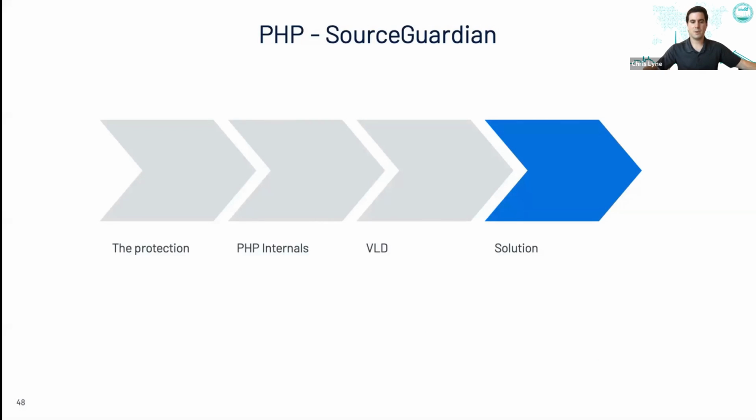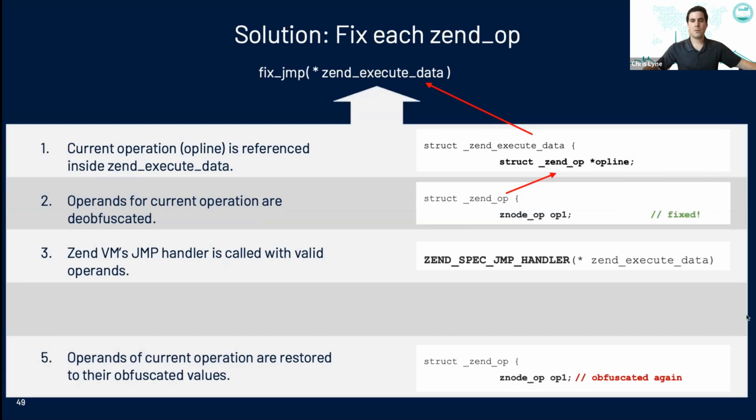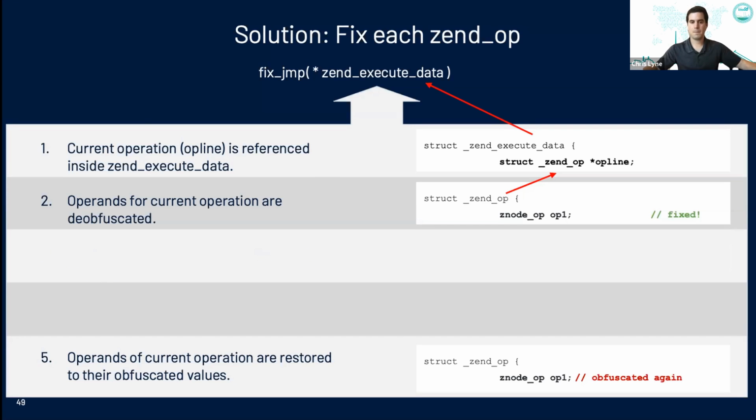Okay, so now we'll start getting into my solution. I started off with this jump instruction. How can I fix just one jump? My solution was to modify the SourceGuardian jump handler function, but create my own new function. So when a jump was encountered, my function would run. I copied some of their code to allow for the operands to deobfuscate. However, I did not allow the Zend jump handler to run.